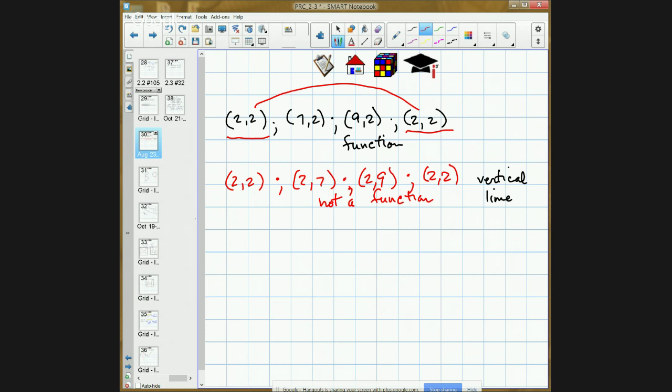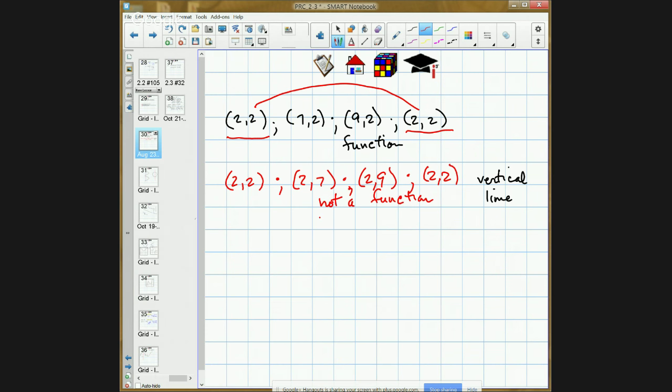Now look at the second set of points in red. (2, 2), (2, 7), (2, 9), (2, 2). Why is this not a function? Because we have more than one y for the same x. You know, here all the x's are 2, and you notice we have 3 different results. We have a 2, we have a 7, and we have a 9. No way, in a function that'll never happen.